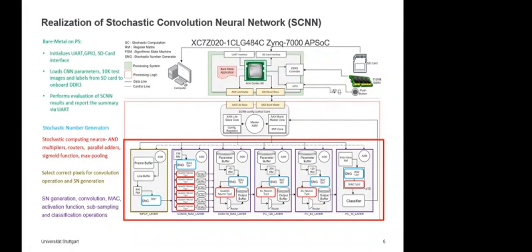The processing system, or the ARM Cortex-A9 CPU, executes a bare metal application. This bare metal application has 3 main tasks. Initializes UART, GPIO, SD card interface. It then loads all the trained binary parameters, the 10K test images from the MNIST dataset and their labels from the SD card onto onboard DDR3 memory. At last, it performs evaluation of SCNN results against the test labels and then reports the classification summary via UART.